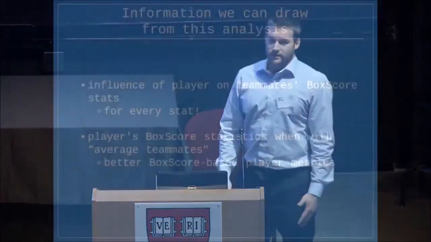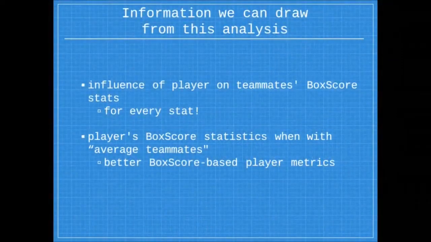So what's the information we can draw from this analysis? For one, we can estimate each player's influence on his teammates' box score statistics. And we can do this for every statistic there is: fouls, points, rebounds, steals, assists, whatever. The other thing we can estimate is what a player's box score statistics would be if he was playing with quote-unquote average teammates. I guess it's obvious to many that your shooting percentage would probably drop if you went from the Spurs to playing with the 76ers or something like that.